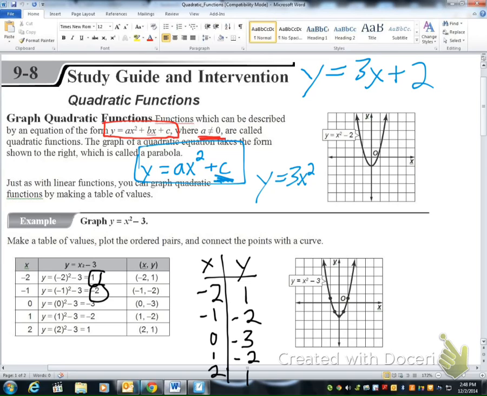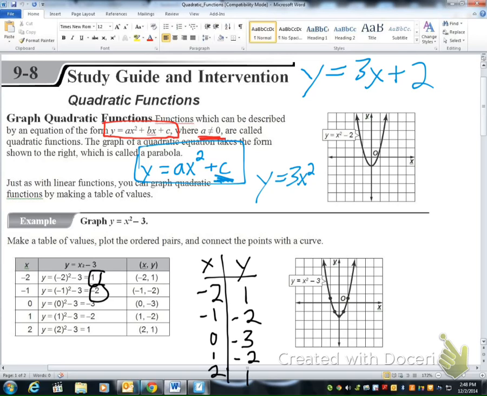All right. From here we need to graph it. Now, you're going to graph the 5 points that we came up with from our t-table. So we're going to graph (-2, 1), (-1, -2), (0, -3), (1, -2), and (2, 1).